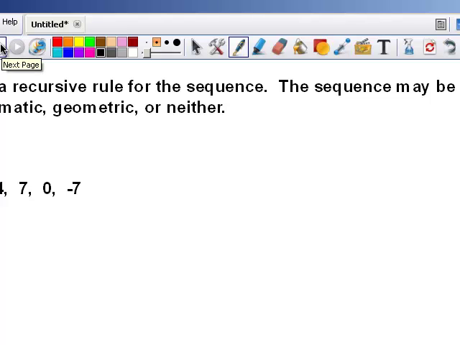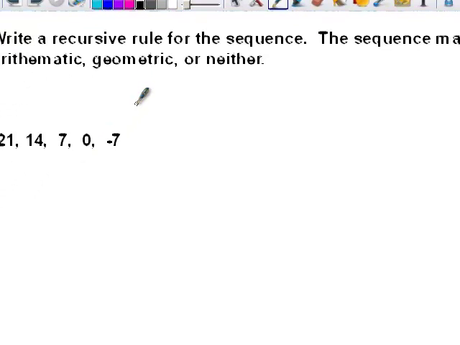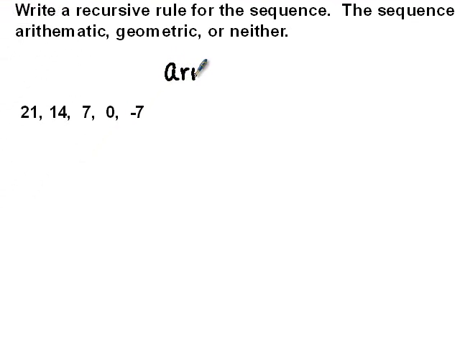We're going to write a recursive rule for the sequence, and it might be an arithmetic rule, or it might be a geometric, or neither. So for this one, what I would do is I would first figure out the pattern of each of these. And if you look at this, if you take the difference between 14 and 21, that's 7. 7 between 14 is another 7. So it looks like it's decreasing by 7. And when it's subtracting by 7, that is arithmetic. And we're going to use that rule.